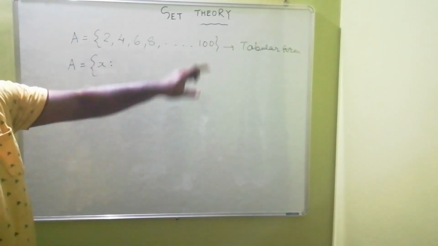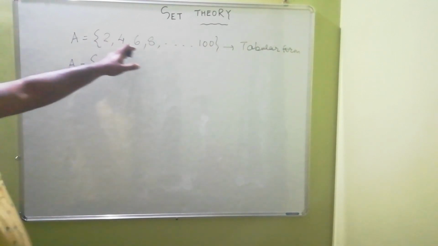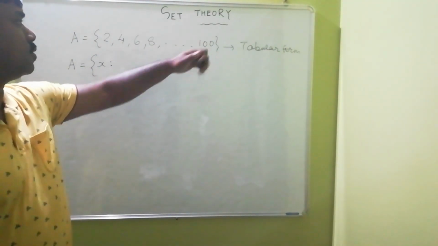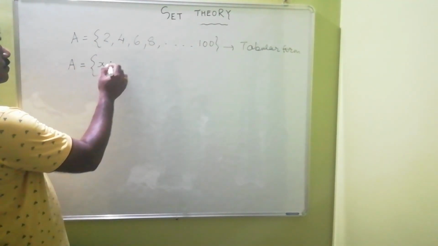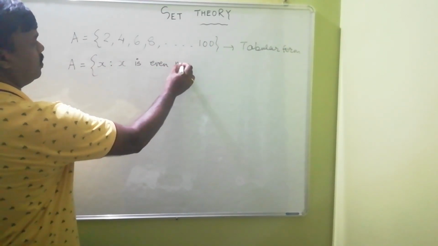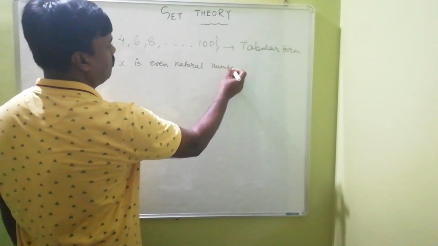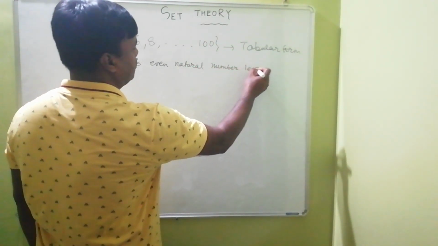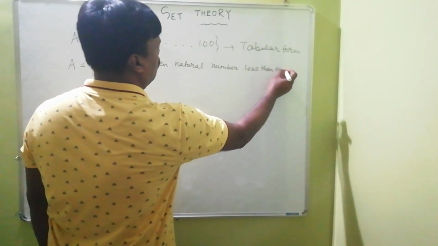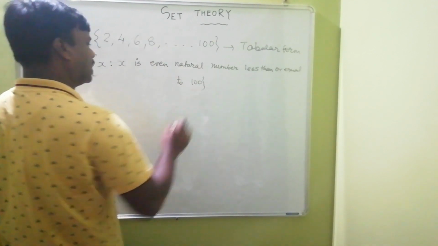अब इसकी property देखिए, क्या property है? तो ये कह सकते हैं even numbers हैं, even natural numbers. अगर simple language में लिखें तो even natural numbers smaller than or equal to 100. तो मैं ऐसे लिखूंगा set of all x such that x is even natural numbers less than or equal to 100. बहुत simple अगर लिखेंगे.